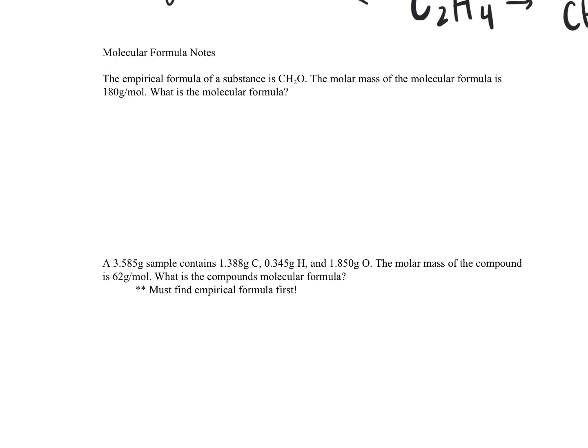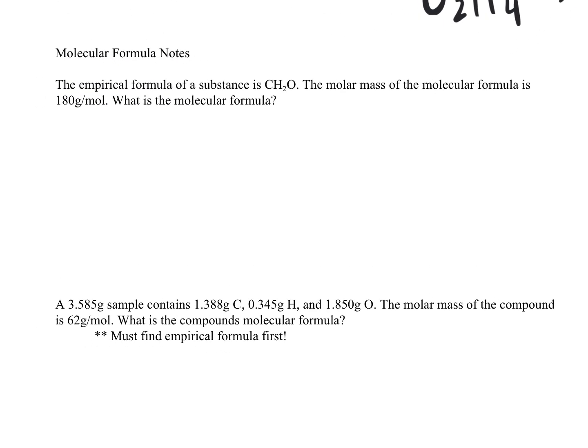So let's look at this first one given here. Okay, it tells me the empirical formula of a substance is CH2O. Okay, this is my empirical formula. The molar mass of my unknown compound, or the molar mass of my molecular formula, is 180 grams per mole. So I need to figure out what is the formula for my unknown compound, my molecular formula.